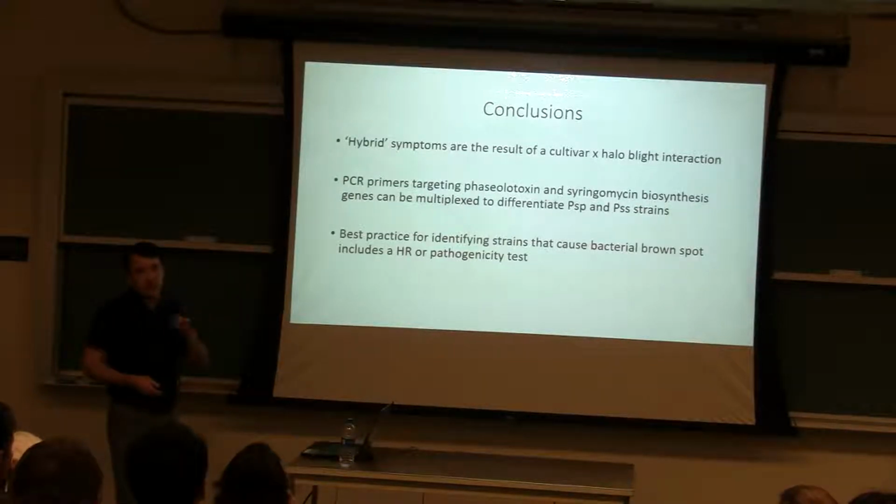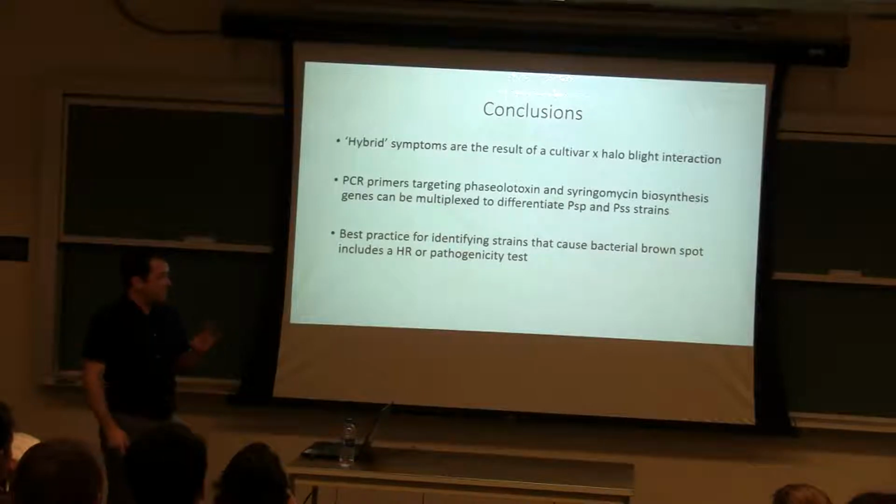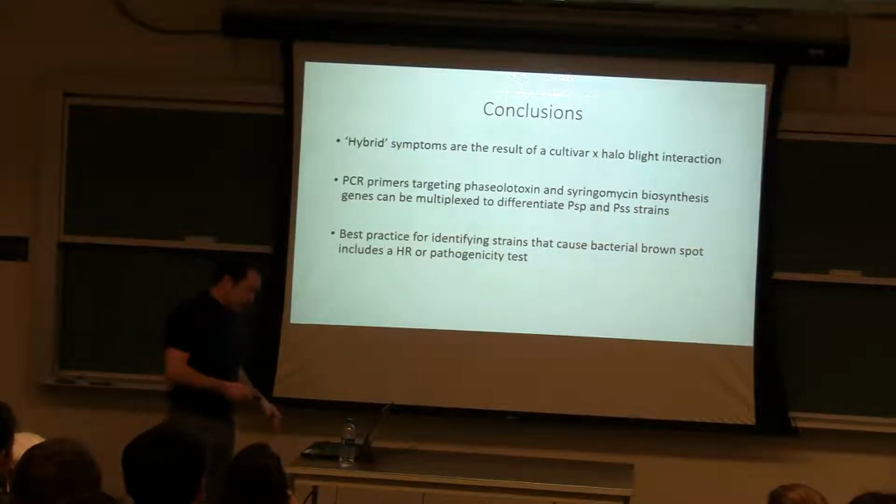But in my opinion, the best practice for identifying these strains is still going to involve an HR or pathogenicity test, just to be sure, because it's possible that you can have these strains that lose toxin genes. Not that we've seen any, but they are out there somewhere in the world. So just want to be careful when you're doing the diagnosis, right?